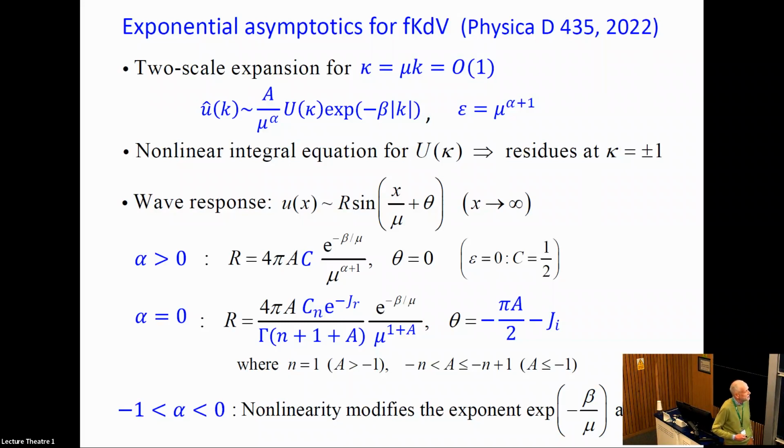so the response becomes smaller, so the magnitude changes. And even more interestingly, when alpha is between 0 and minus 1, the nonlinearity modifies even the exponent. This is quite complicated, so I'm not going to talk about it today. When alpha is less than minus 1, nonlinearity is important, but you don't need the exponential asymptotics. Where is the exponential asymptotics? The exponential asymptotics is in this nonlinear integral equation, which basically sums up all the contributions that are encapsulated in this amplitude. So it has a lot of depth, this very rich behavior. Okay, so this is the motivation.